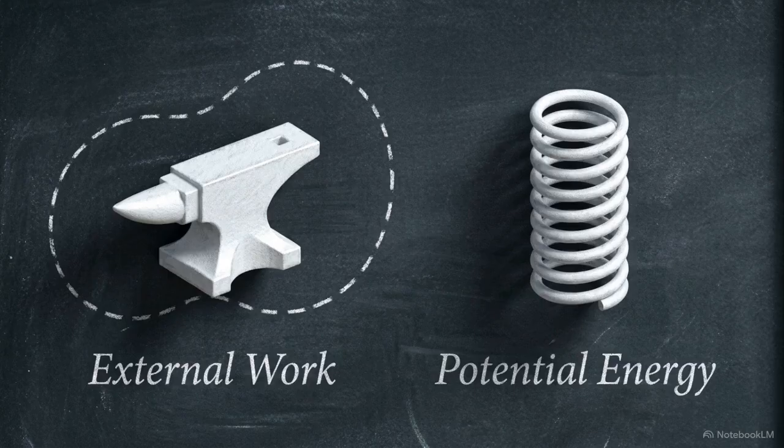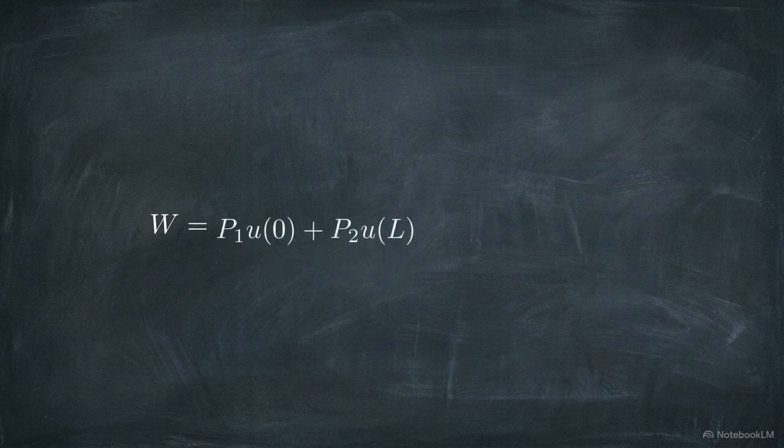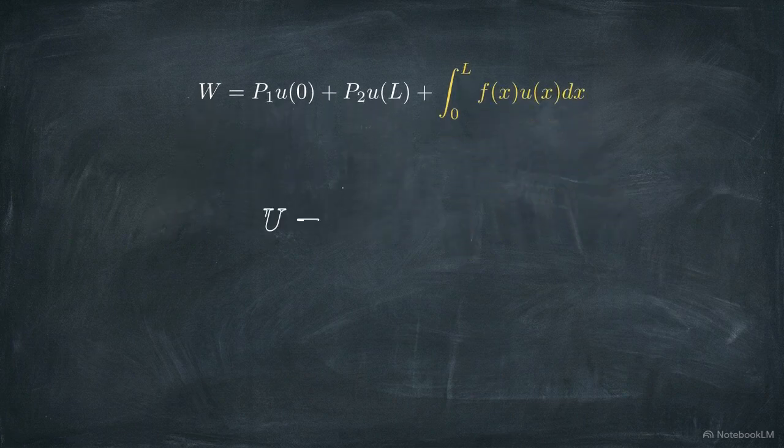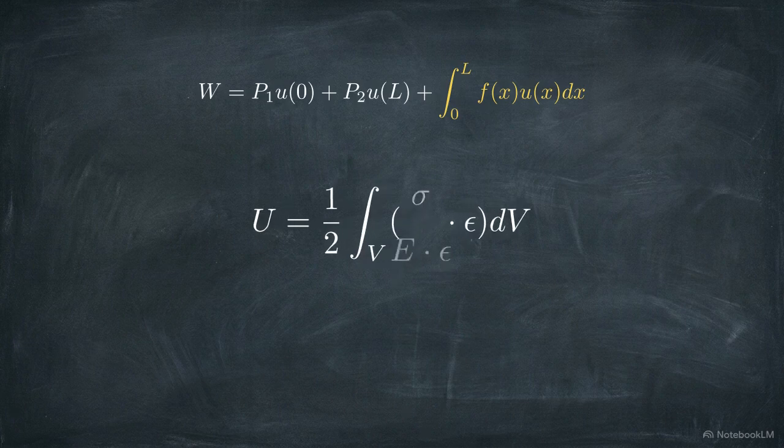To apply Hamilton's principle, we must now express these physical forces and deflections as two scalar quantities, external work and potential energy. External work is defined as the sum of the forces multiplied by the distances they move. This includes the point loads at the nodes and the integral of the distributed force across the length. Internal potential energy, or strain energy, is defined as 1/2 the integral of the stress times the strain over the entire volume of the element.